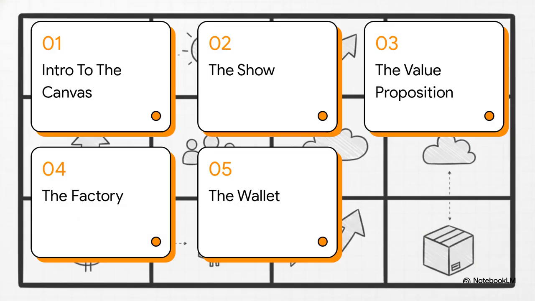So, here's our roadmap for today. We'll start with a quick intro to the canvas, move into the show, which is the customer-facing side, cover the value proposition, dive into the factory behind the scenes, and wrap up with the wallet, the financials.